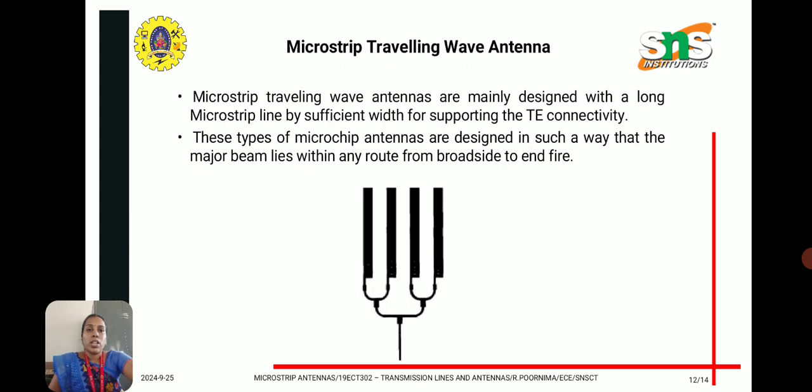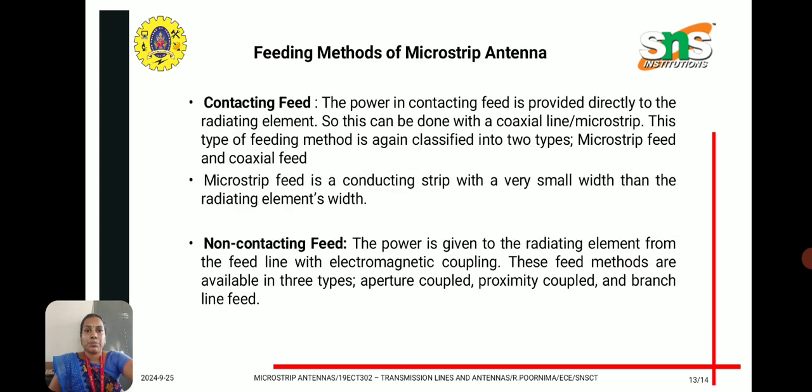Next, the microstrip traveling wave antenna. Microstrip traveling wave antennas are mainly designed with a long microstrip line of sufficient width for supporting the TE connectivity. These types of microstrip antennas are designed in such a way that the major beam lies within any route from the broadside to end fire.